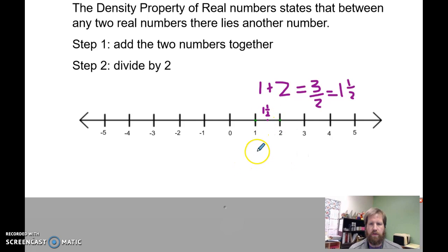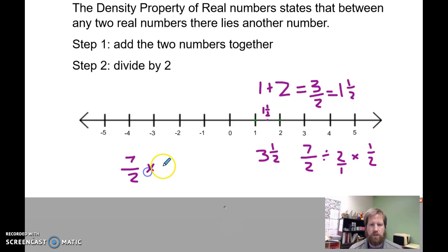Well, I'm going to have 3 and 1/2, or 7 halves. If I divide that by 2, basically going to divide by 2 or multiply by 1 over 2. Okay, so I have my 7 over 2, keep, change, flip. Okay, now I'm going to have 7 over 4, and it's going to be halfway between. Okay, 7/4.